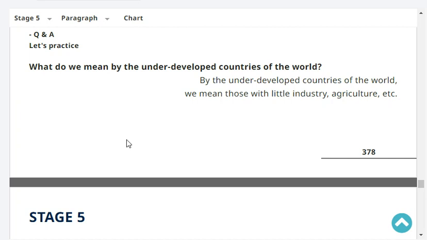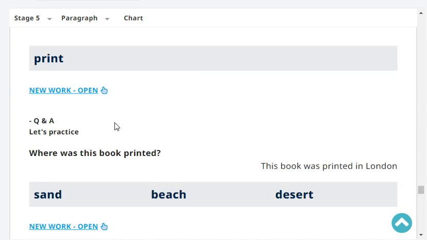What do we mean by the underdeveloped countries of the world? By the underdeveloped countries of the world, we mean those with little industry, agriculture, etc. Very good.